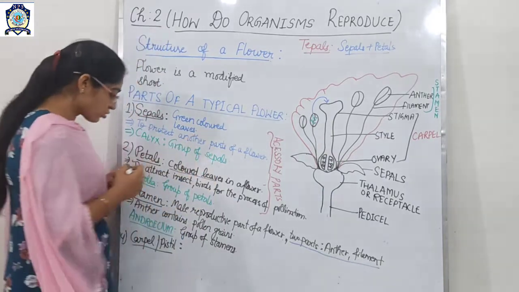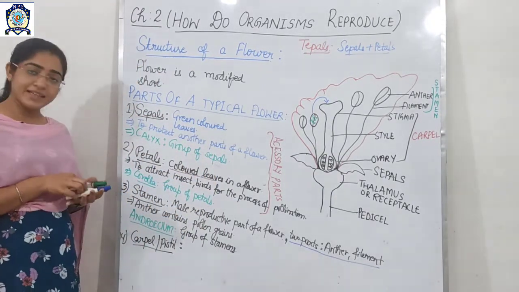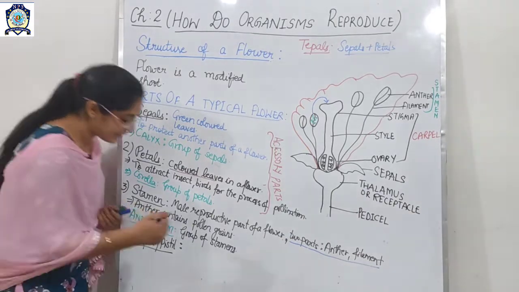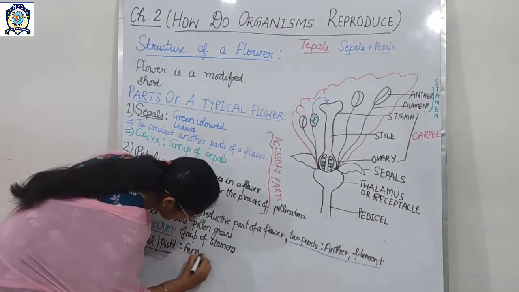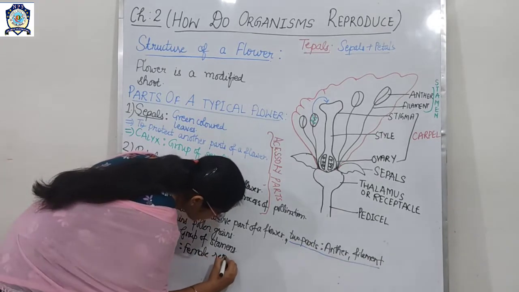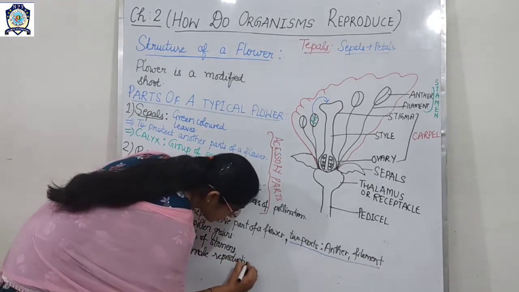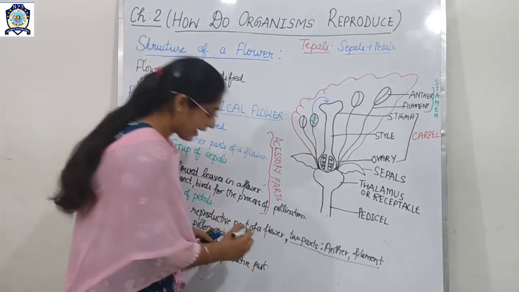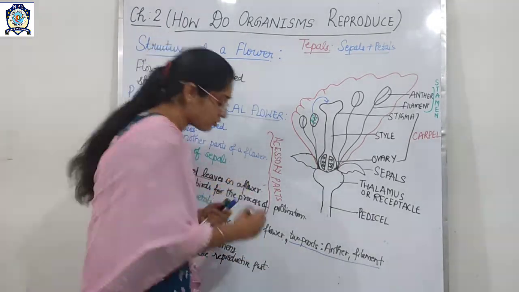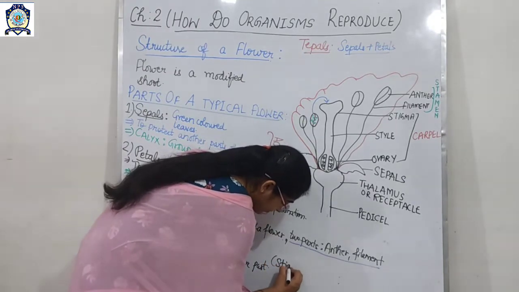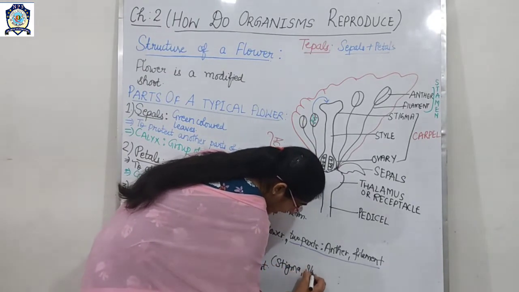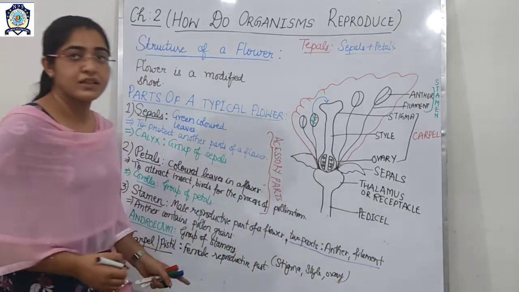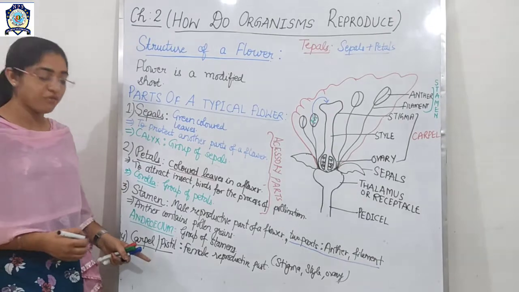Am I clear? So if you have to write about the carpel, then whatever you will write, it is the female reproductive part, and its components are stigma, style and ovary. Stigma, style and ovary.